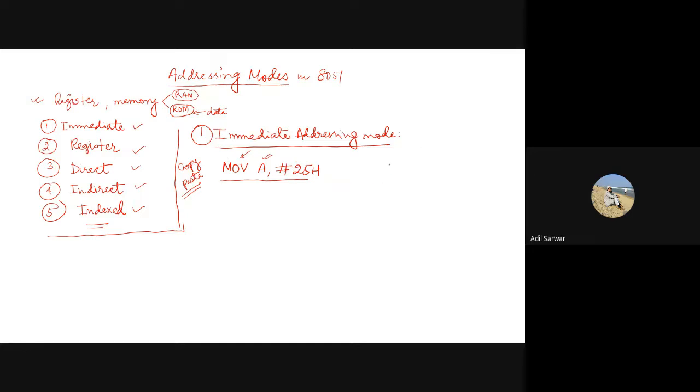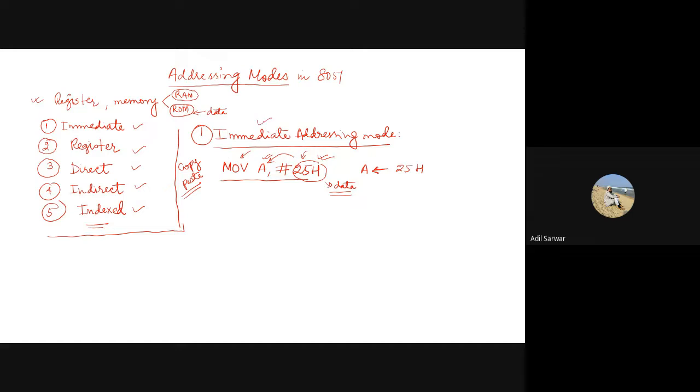So this means that the number 25 is data, and it is being copied to A. The hash preceding this number 25 implies that 25 is data and not an address. Because 25H could be an address: if you see the RAM map, you will see that 25 is an address. So the hash precedes this number to make the 8051 understand that this 25 is actually data and not an address. So that data is directly being copied into register A.